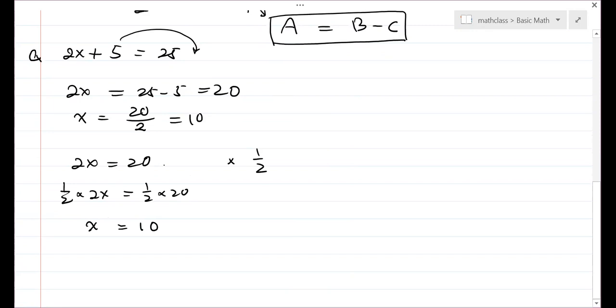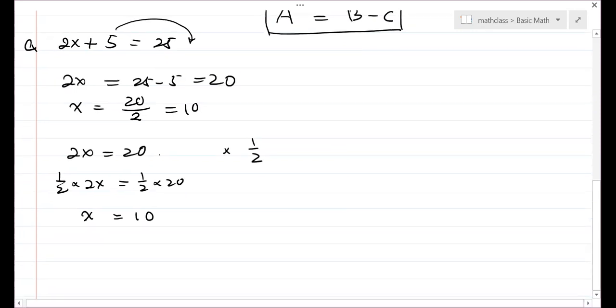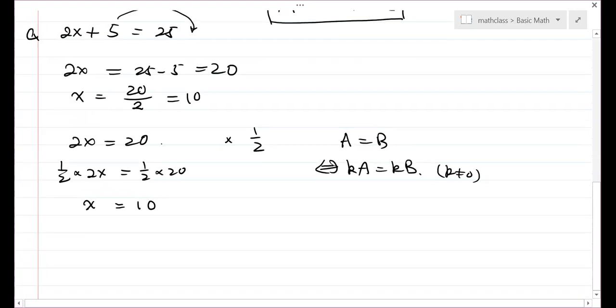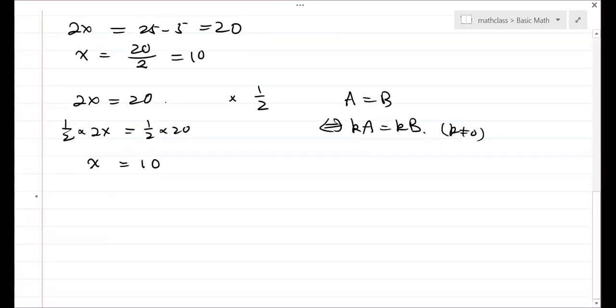Okay? So we are using the formula here: a equals b is the same as ka equals kb, and k is not equal to 0. That's another formula, right? So those are the basic rules we should know in order to simplify linear equations. Okay, all right, so let's do the next problem.